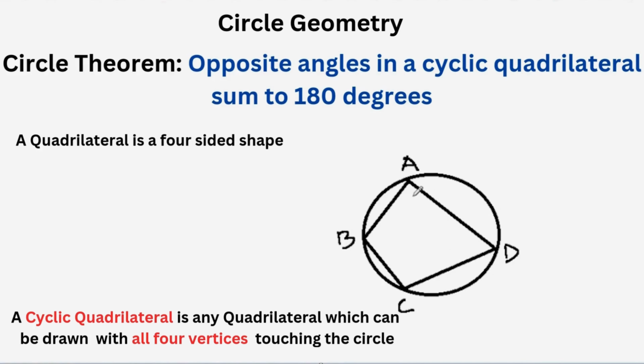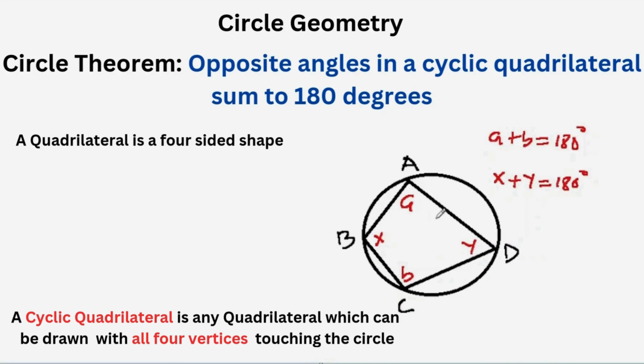If we have this angle to be A and this angle to be B, what the theorem is saying is that A plus B equals 180 degrees. A is opposite to angle B. Angle B is also opposite to angle A. So if we label this as X and we label this as Y, what the rule is saying is that X plus Y equals 180 degrees. Opposite angles in a cyclic quadrilateral sum up to 180 degrees.